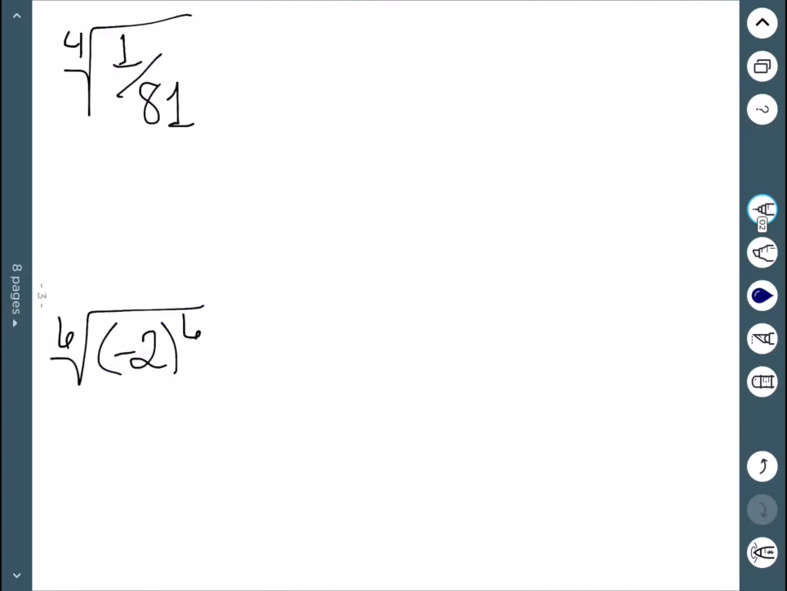Another one, the fourth root of 1/81. We know 1 times itself 4 times is 1, and 3 times itself 4 times is 81. For the sixth root of -2 to the sixth, since 6 is an even power, we're going to need to take the absolute value whenever we do this. And we just get 2.